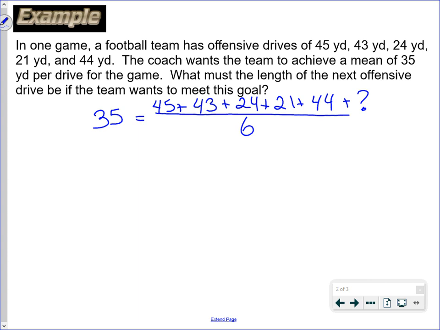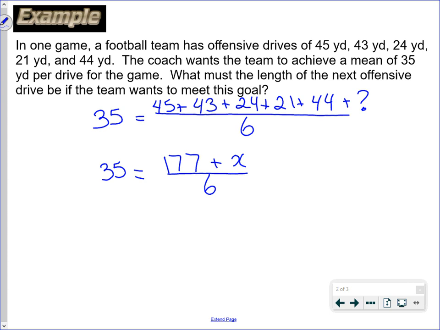So now, to figure this out, I'm going to add the data pieces that we have. So we're going to have 35 equals these values added together, which is 177, plus this question mark, which I'm going to change to an X to make it mathematically proper. And then we're going to divide out that 6. So now what we need to do is to isolate that X. We need to figure out what the X part is, because the X stands for what the next drive would be.